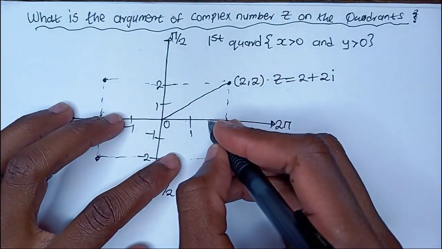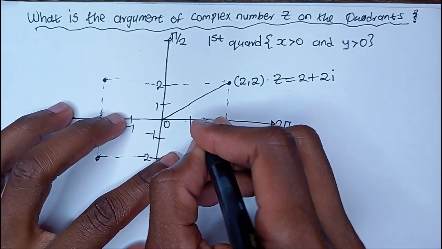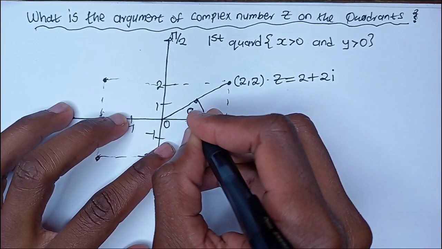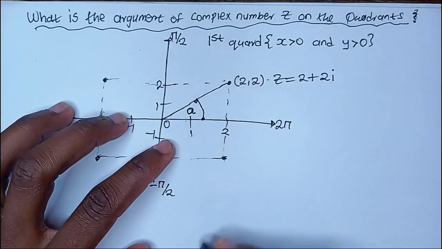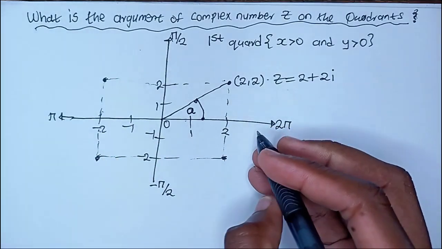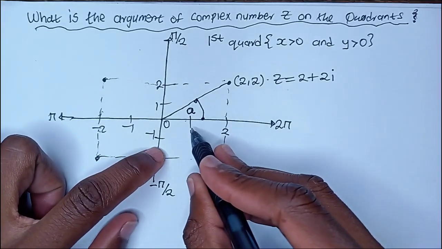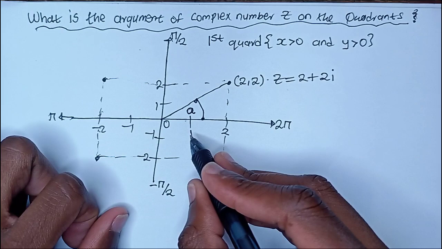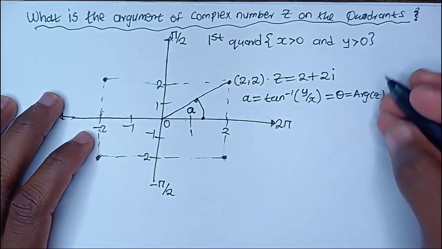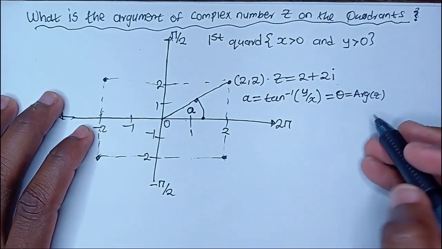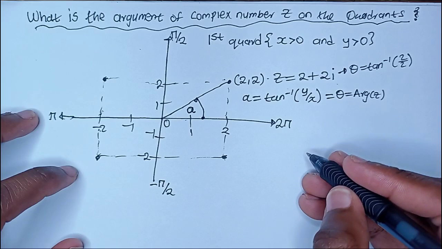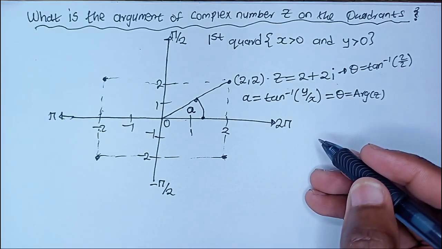We'll measure the argument of a complex number as the angle from the real axis to where the complex number is defined. I'll name this angle A, and I'll take it as the reference angle for other quadrants. On the first quadrant, the argument is always defined by tan inverse of y over x, for both y and x greater than 0. For z being 2 plus 2i, the argument theta is tan inverse of 2 over 2, which is the same as tan inverse of 1. We get the argument as pi over 4.